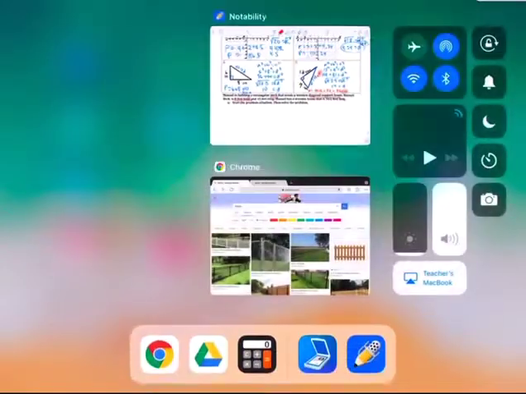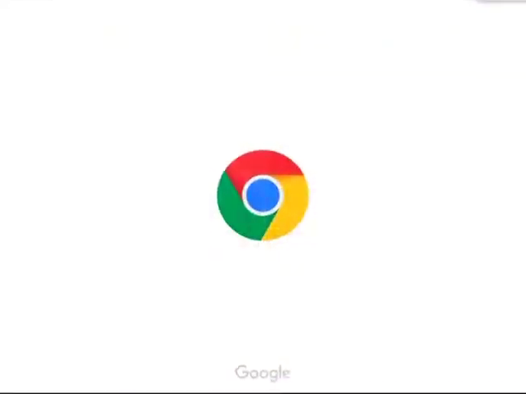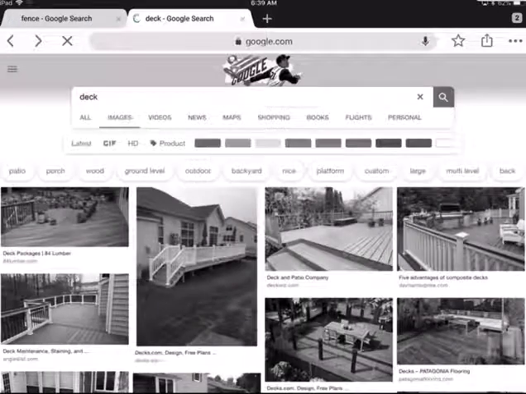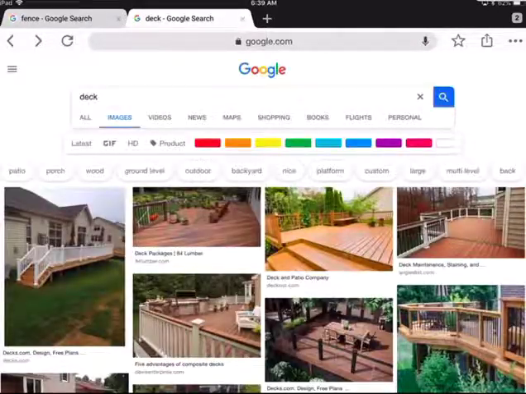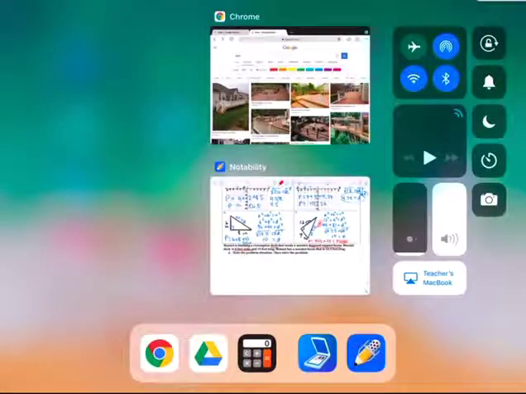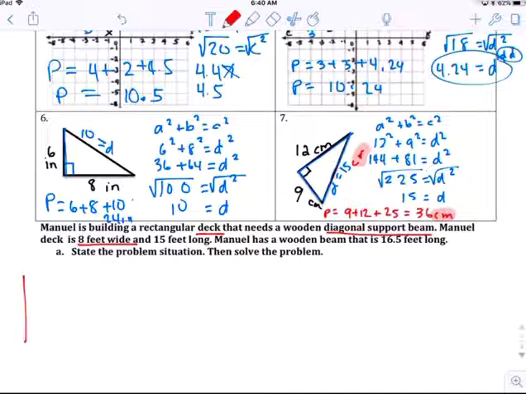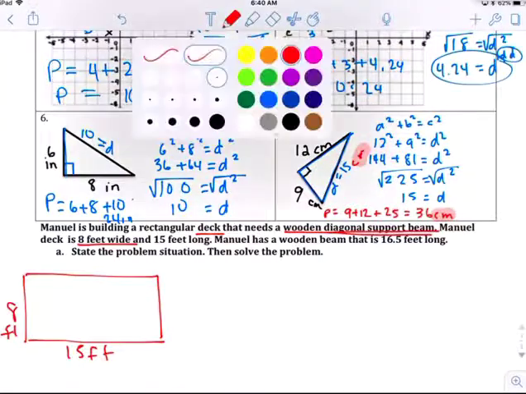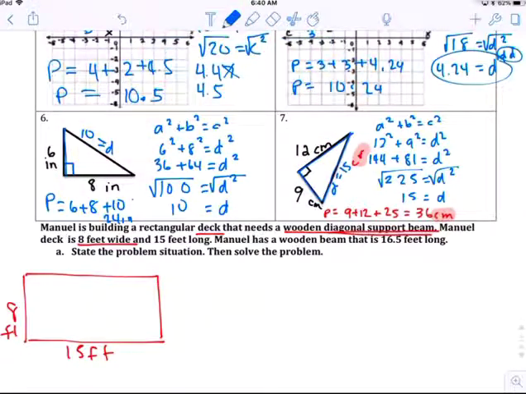Okay, in class I showed what a deck looked like. Okay, there we go. These are decks. And this is a rectangular deck. That's 8 by 15 feet. Needs a wooden diagonal support beam. Diagonal, remember, this is the diagonal part.